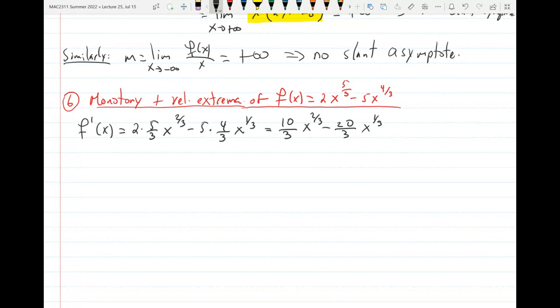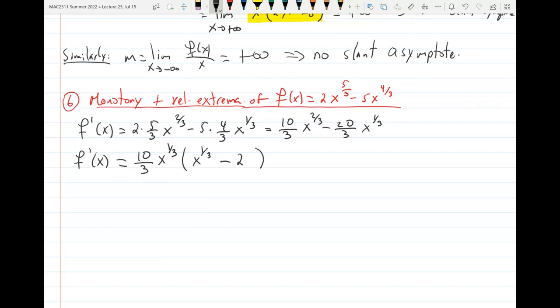Now, once again, here you want to find zeros and so on. So it's good practice to have this in a factor version. So let me factor the derivative. Here I'm going to take out a 10 over 3, and then the lowest exponent is 1 over 3. In the first parenthesis, we're going to have an x. In the first term, we have x to the 1 over 3 left over. And then in the second term, we're going to have a 2 left over. You take out 10 over 3 from 20 over 3 and you get 2.